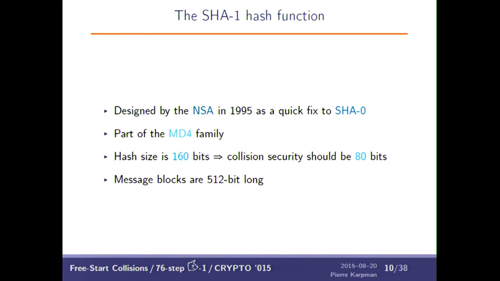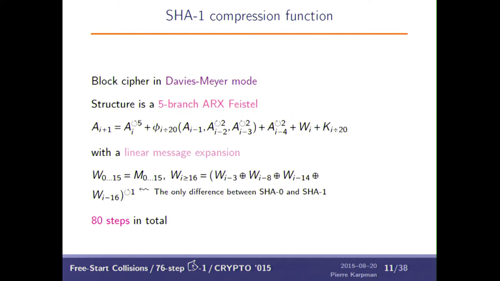So a few details about SHA-1. It was designed by NSA 20 years ago as a quick fix to SHA-0. And okay, the hash size is 160 bits. So we should expect a collision resistance of about 80 bits. So anything that is below that is an attack. And yeah, the blocks are 512 bits long.